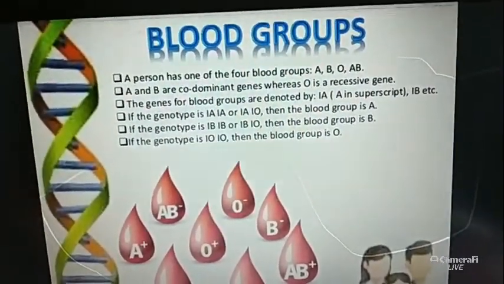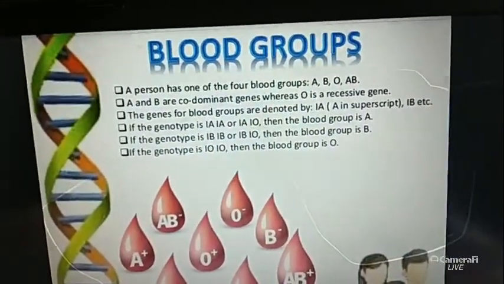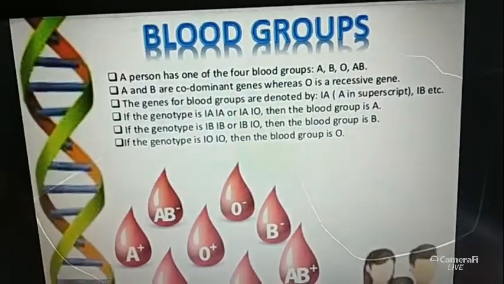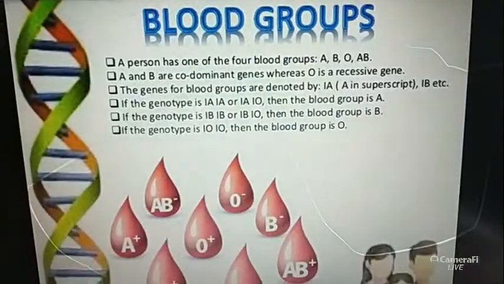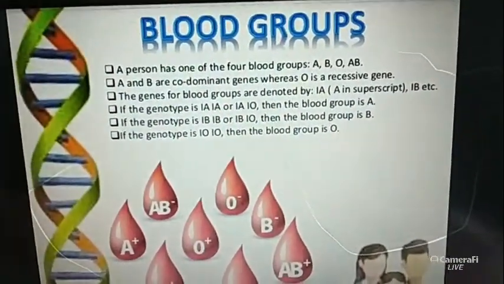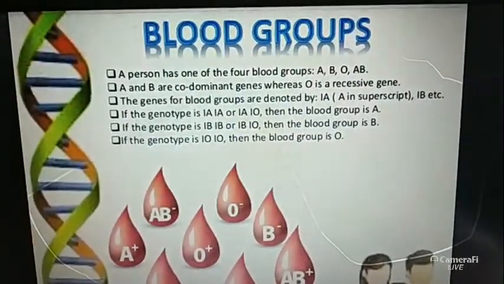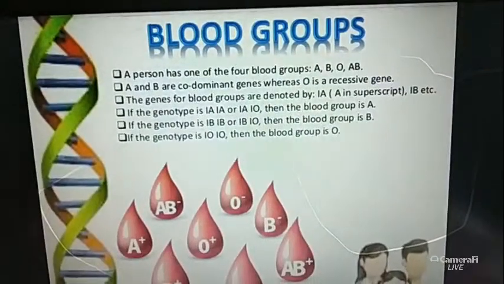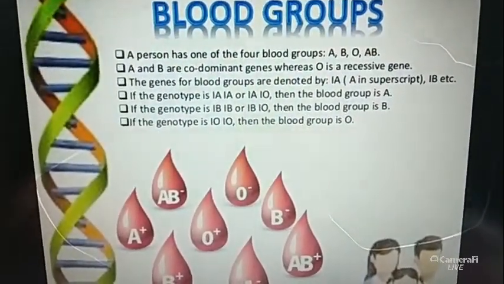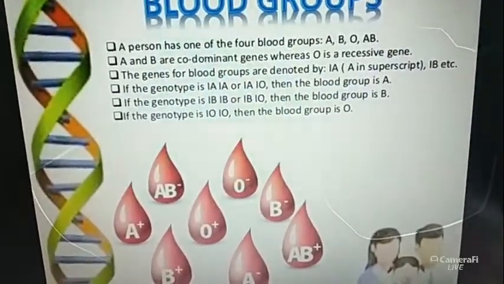Okay, and apart from this, please note down one thing: the O blood group is the universal donor and the AB blood group is the universal acceptor. Please note it down because this is important for your 1 mark question. O blood group is universal donor and AB blood group is universal acceptor.